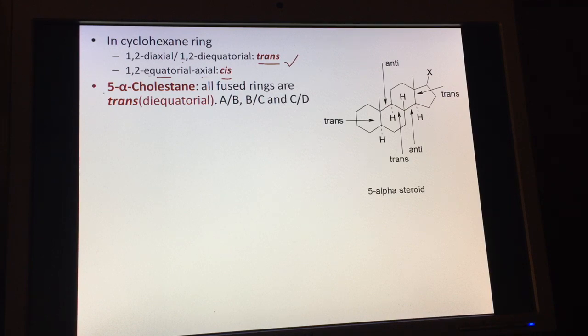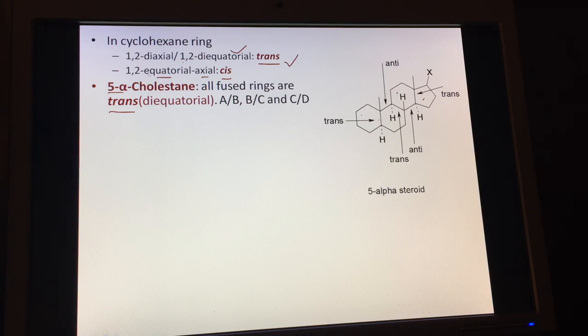5 alpha cholestane, 5 alpha means the hydrogen attached at position number 5 has the alpha configuration, meaning it is below the plane of the steroidal ring system, and all the rings are fused via trans orientation. Now this trans is 1,2 diequatorial in the case of 5 alpha cholestane. So what are the fusion points? We know that this is ring A, this is ring B, this is ring C, and this is ring D. So we have ring fusion at these points.